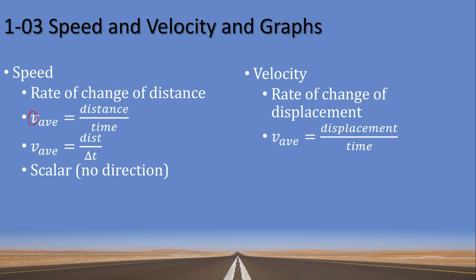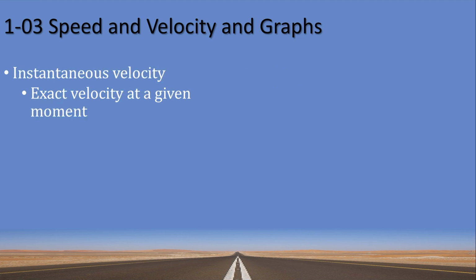Velocity, on the other hand, is rate of change of displacement. Notice the variable for the velocity is v. Average velocity is the displacement over time. But displacement is delta d, or df minus d0. So our average velocity would be df minus d0 over tf minus t0. Because displacement is a vector and has direction, velocity is also a vector and has direction. And instantaneous velocity is the exact velocity at a given moment.